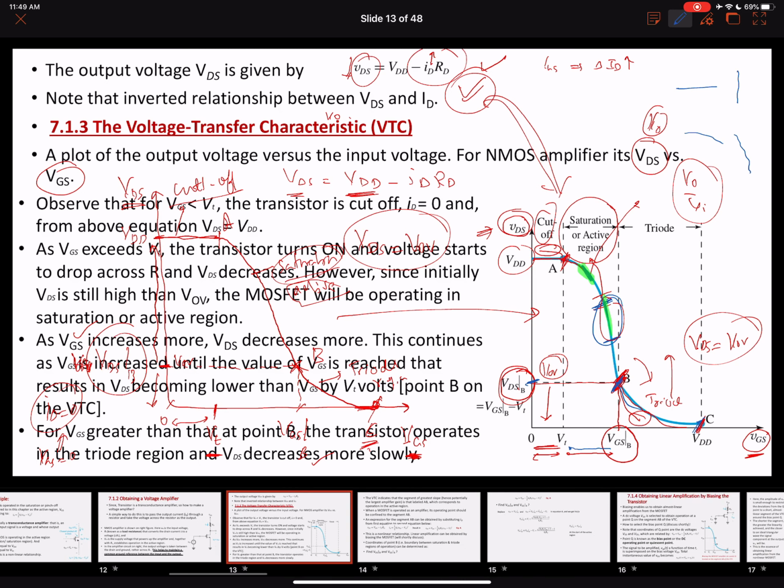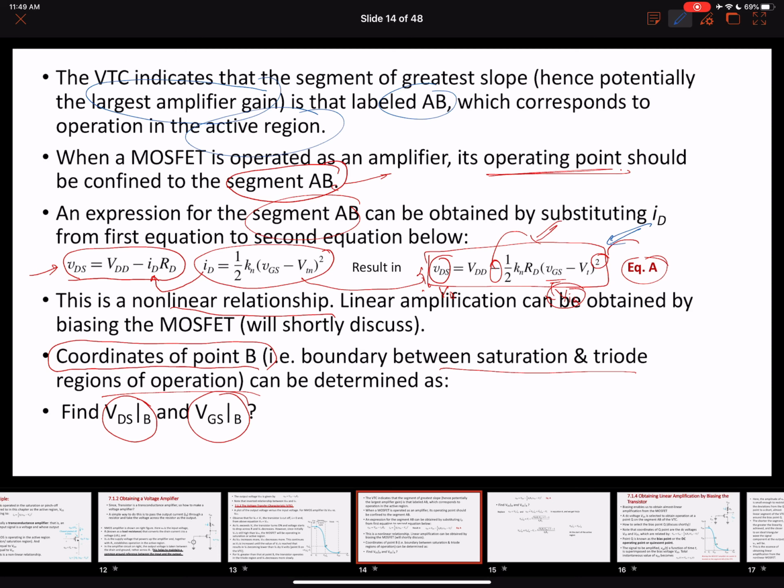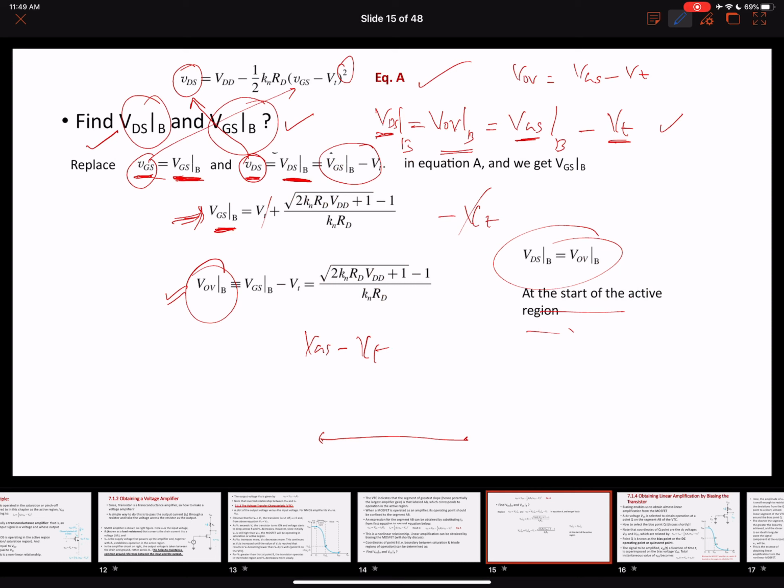We found this relationship by putting the drain current equation from here to here, and then we derived the boundary points of B. With that we are going to end the lecture here, and we are going to talk more about how we can select the bias point, the operating point of our transistor, and the voltage transfer characteristics to operate it as a linear amplifier in the next lecture.